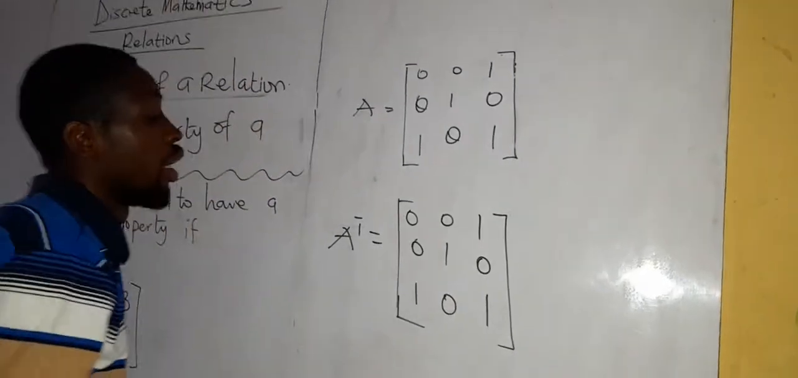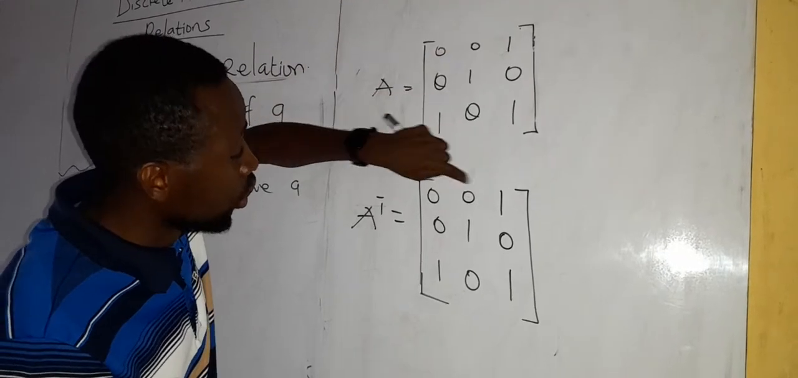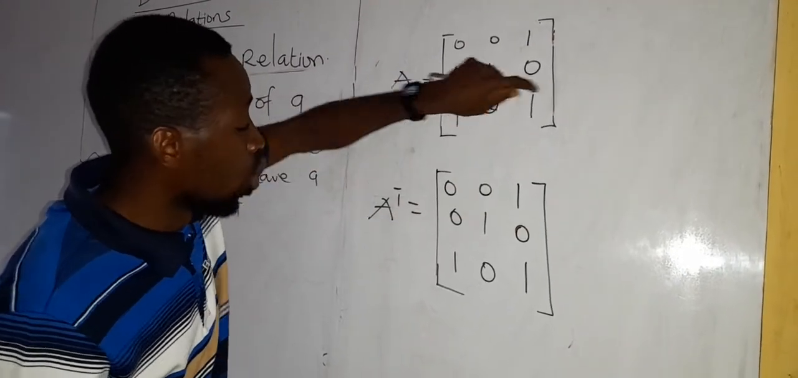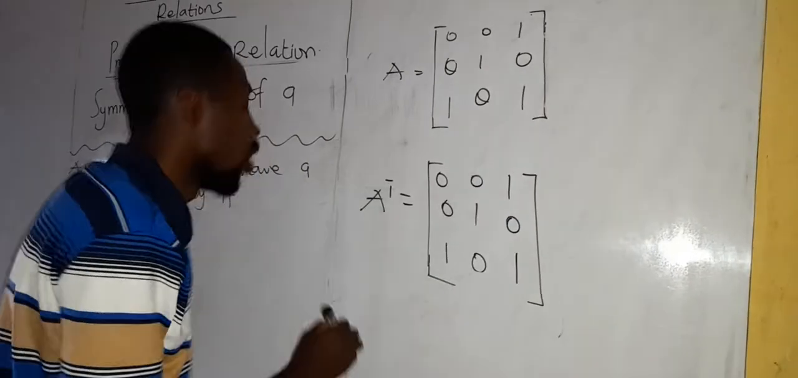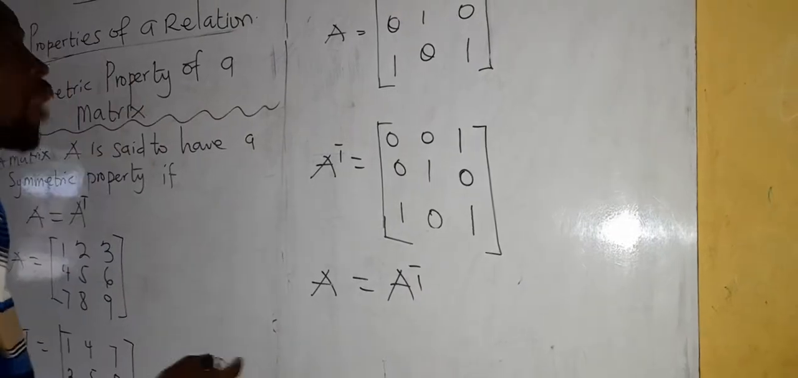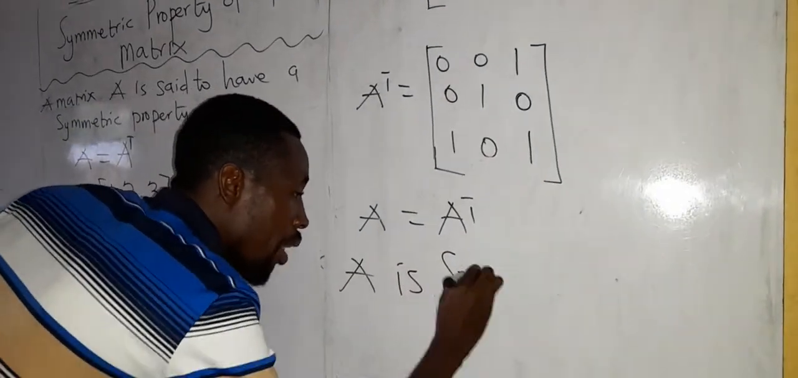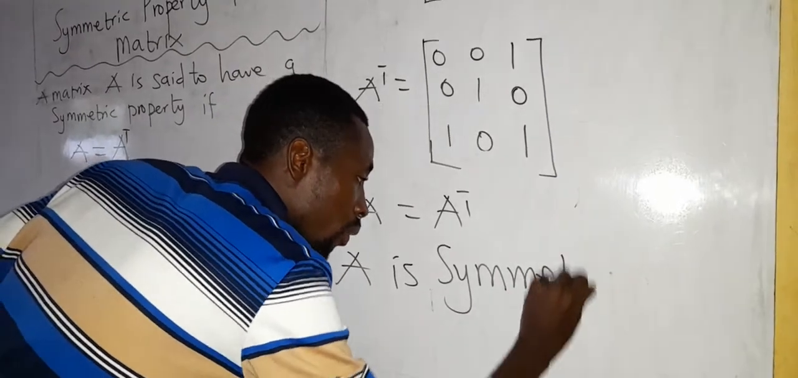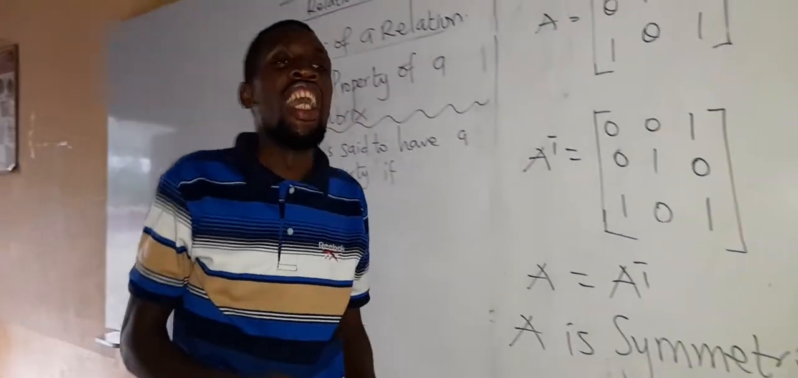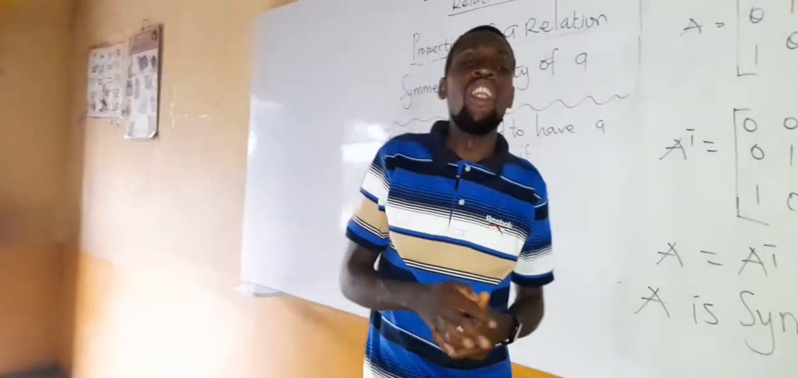Now, let's compare and see if they are equal. We have 0, 0, 1 and 0, 0, 1. 0, 1, 0 and 0, 1, 0. 1, 0, 1 and 1, 0, 1. They are equal. So we say A is equal to A transpose. If it happens like that, then we say A is symmetric. I hope you get this. This is a very interesting thing, and I know you understand very well. Play over the video and you'll get the concept.